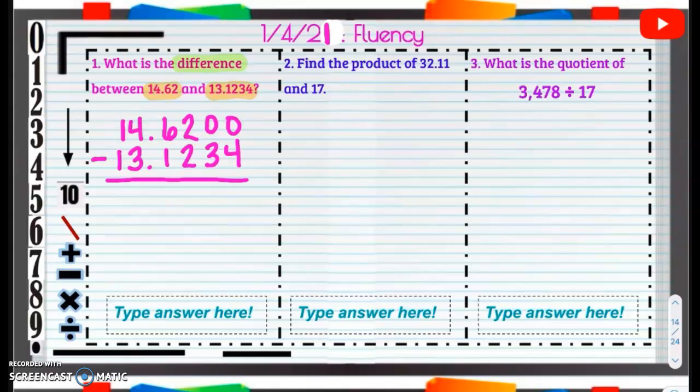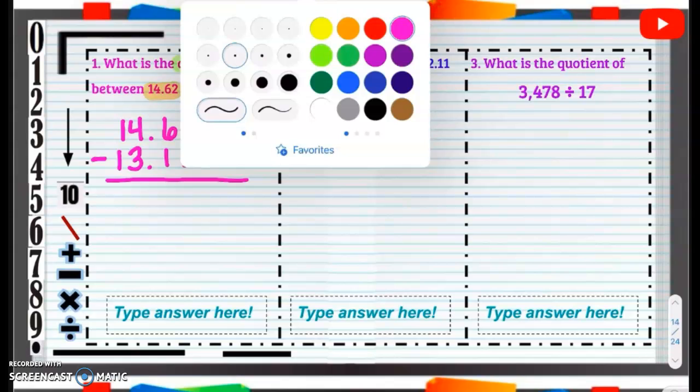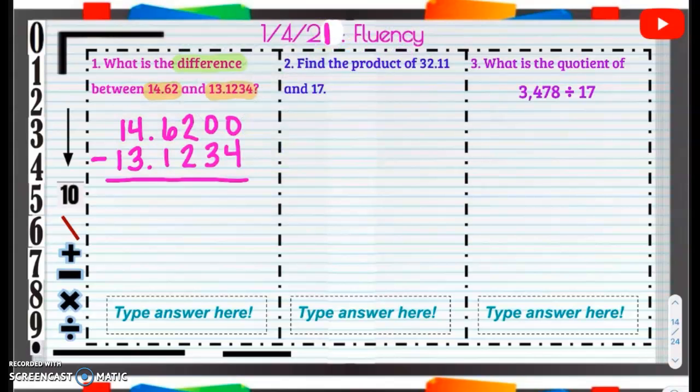All right, now what we're going to do is we're going to subtract. I'll use some green here. So we cannot do 0 minus 4, so we're going to have to borrow from this 2. This 2 is going to become a 1 to make this 0 10. Now we can borrow from this 10 to make that 10 a 9. And make this 0 a 10. Now we have 10 minus 4, which is 6.